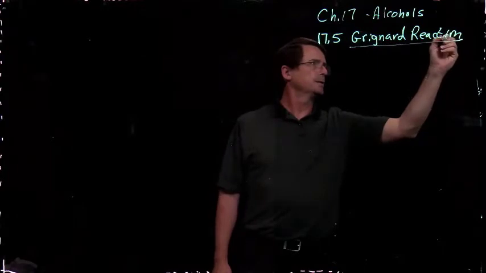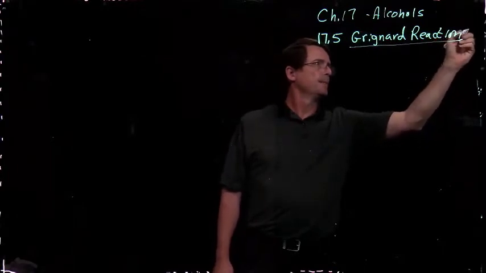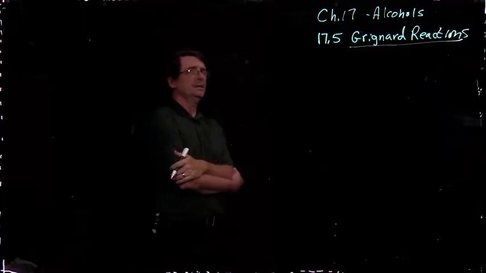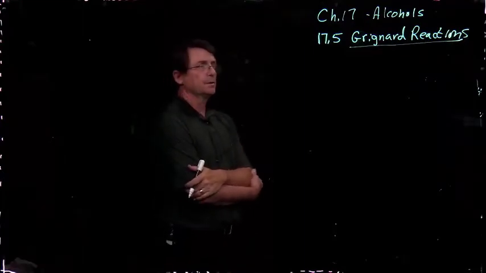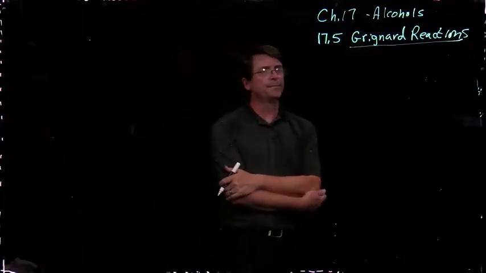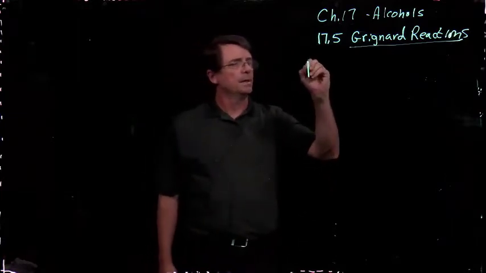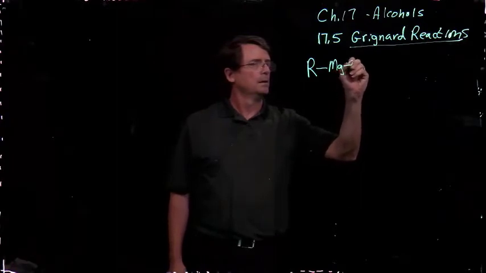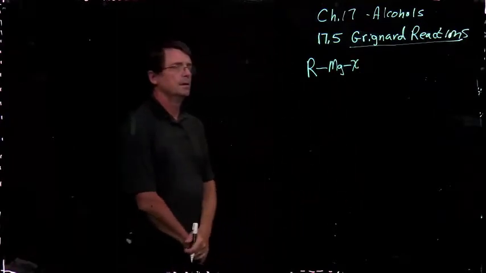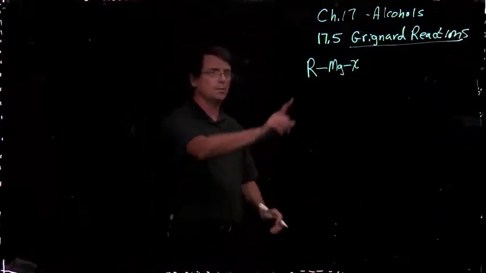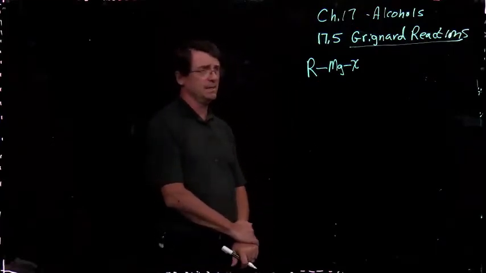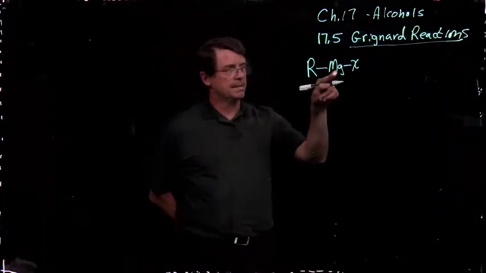is the Grignard reaction, or shall we say reactions. You learned about how to make the Grignard reagents before. They are reagents that involve a carbon-magnesium bond, so that makes these organometallic species, organic and metallic.